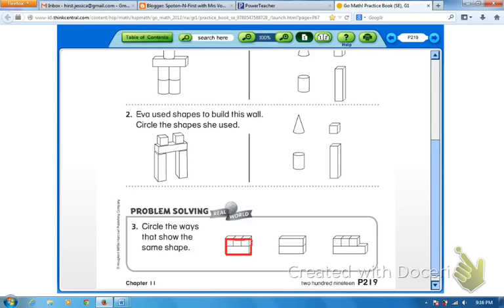So you can see if you were to draw around it with a marker, that third shape looks completely different than the other two once they're combined. So it would be the first and second shape.